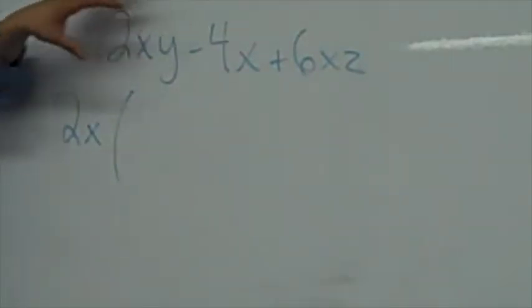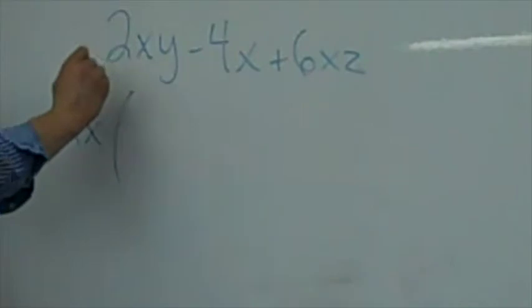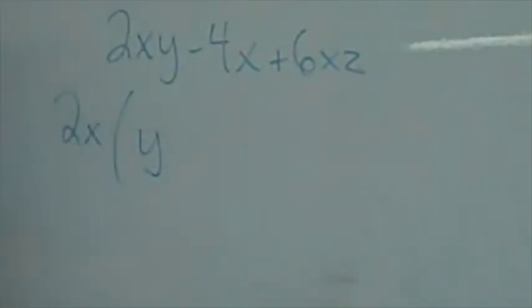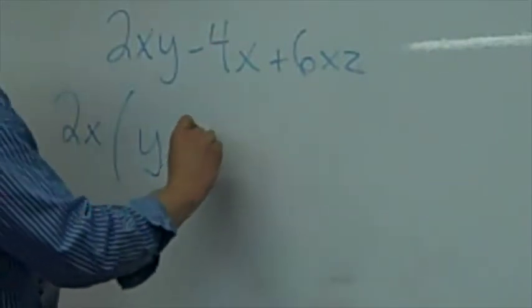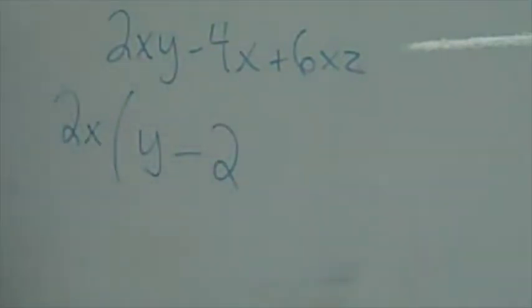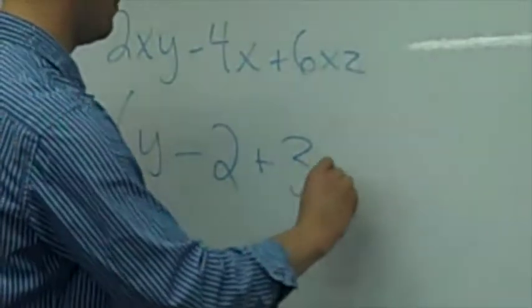So what do we do once we pull out a 2x? What do we do to these three terms to put them in the parentheses? What is the process? Tyrese? Close, not minus, but you divide the 2x away from all of them. So you divide each of these by 2x, which means this one just has a y left over. This one, 4x divided by 2x, is just going to leave you with 2, so minus 2. And then this one, 6xz divided by 2x is going to leave you with 3z.